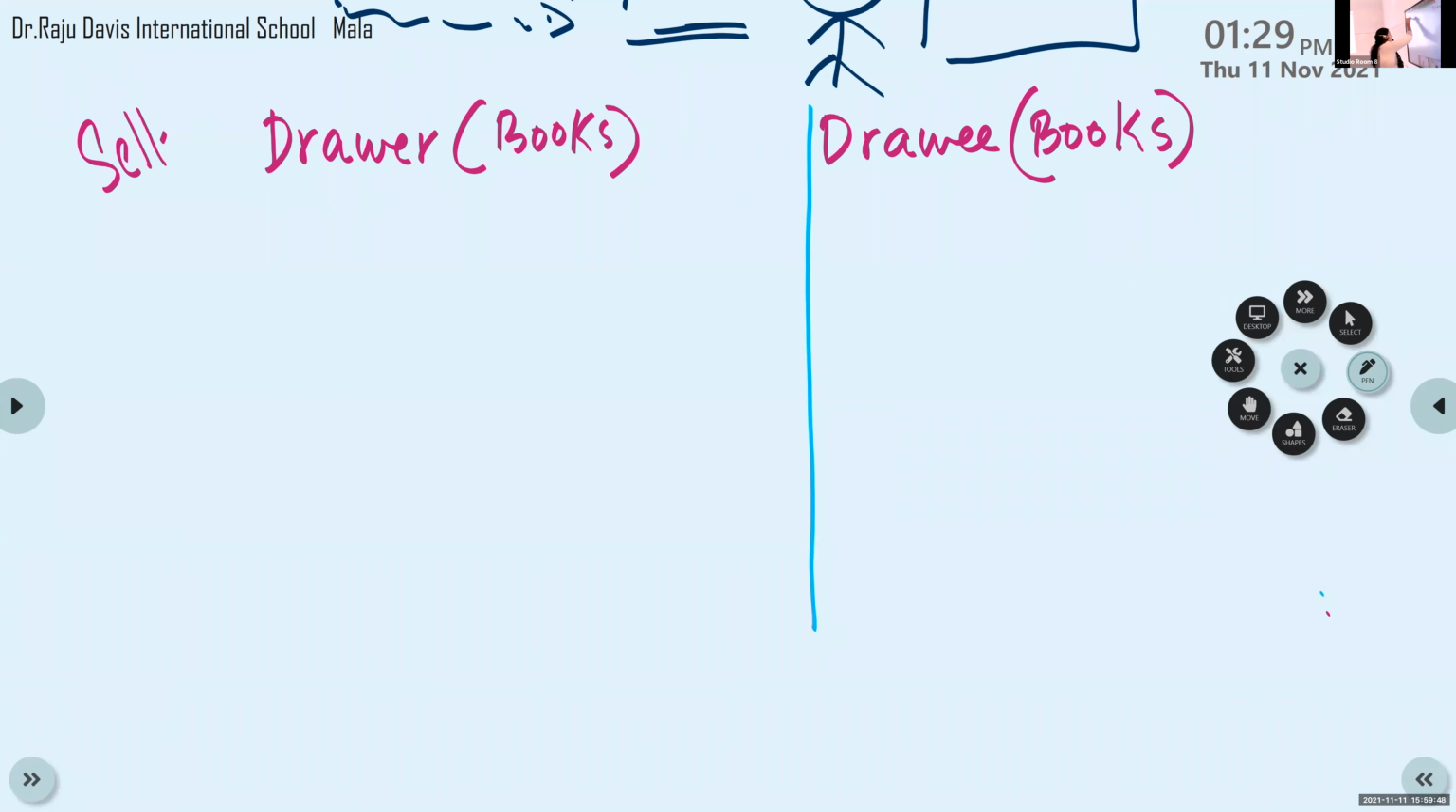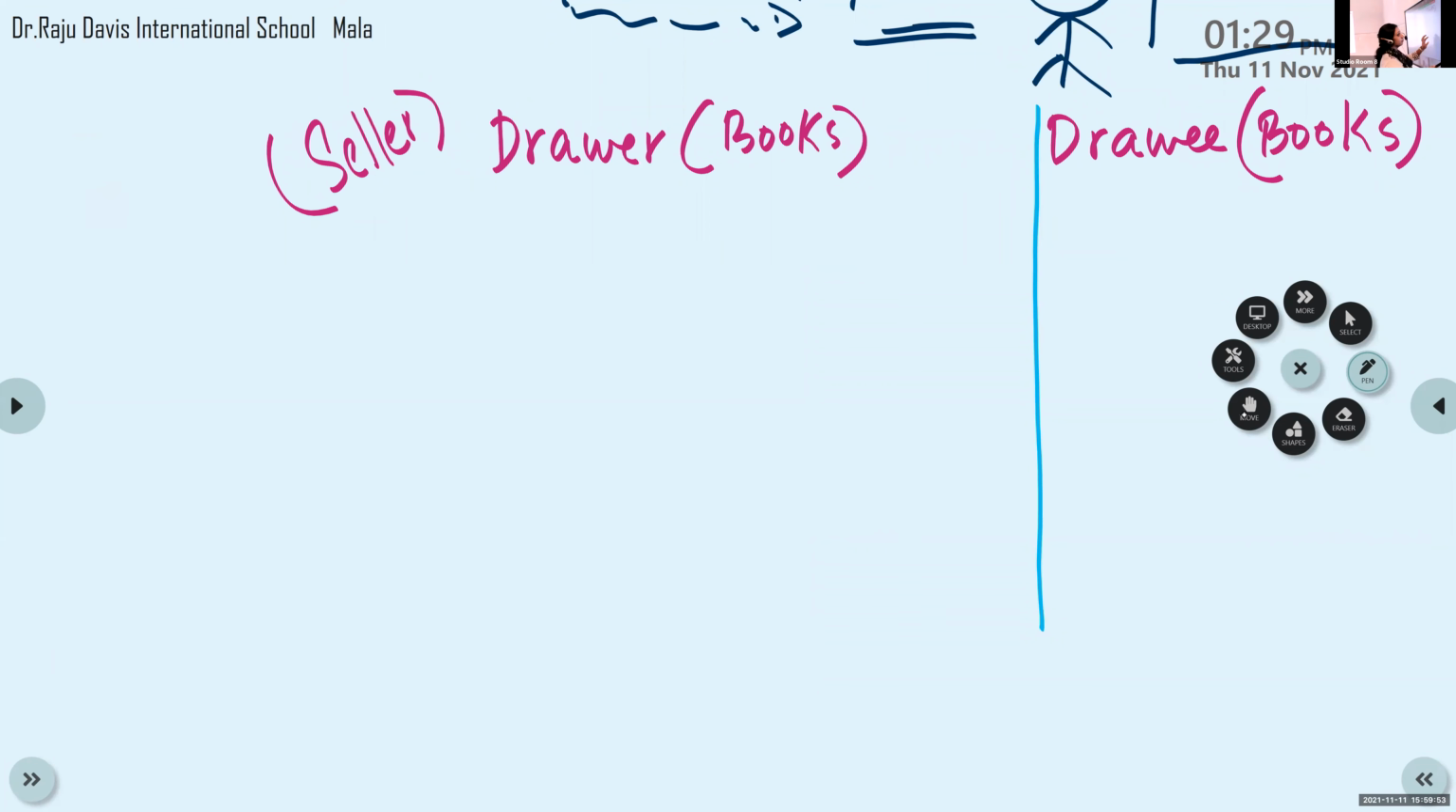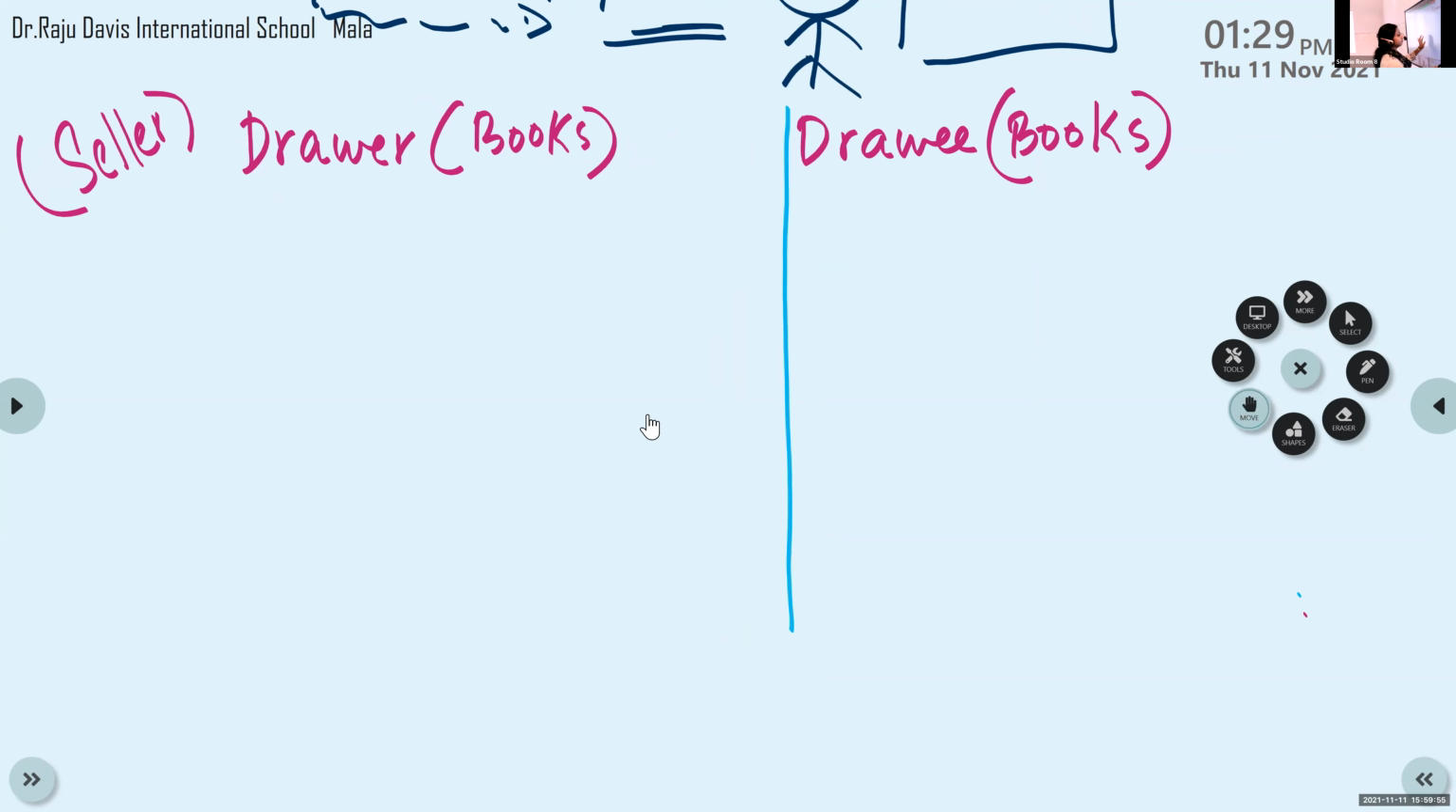You can also write seller and buyer in bracket for you not to get confused.